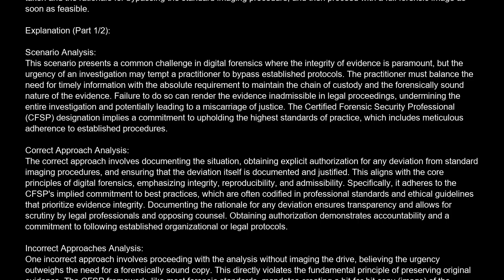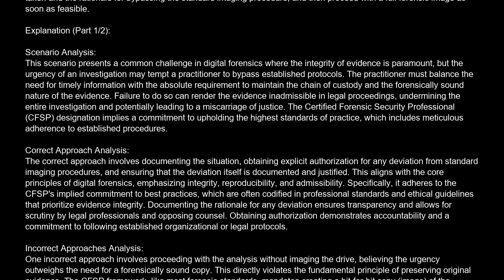Explanation. Scenario analysis. This scenario presents a common challenge in digital forensics where the integrity of evidence is paramount, but the urgency of an investigation may tempt a practitioner to bypass established protocols. The practitioner must balance the need for timely information with the absolute requirement to maintain the chain of custody and the forensically sound nature of the evidence. Failure to do so can render the evidence inadmissible in legal proceedings, undermining the entire investigation and potentially leading to a miscarriage of justice. The Certified Forensic Security Professional, CFSP, designation implies a commitment to upholding the highest standards of practice, which includes meticulous adherence to established procedures.